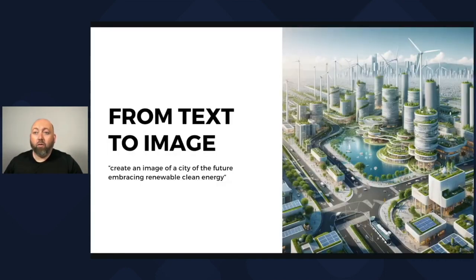And how this works is by providing prompts. There's a multitude of different things where you can give an image and it will take the image traits and then come up with another image. But on the whole, you're able to use a textual input to generate an image that looks very much like this one here by just saying something like, create an image of a city of the future embracing renewable clean energy.